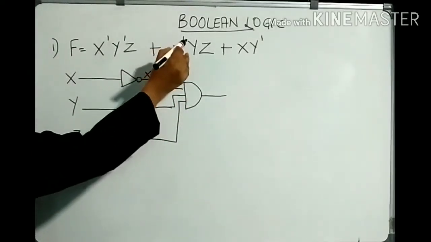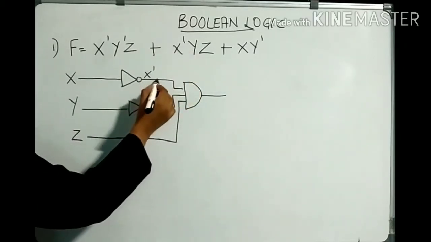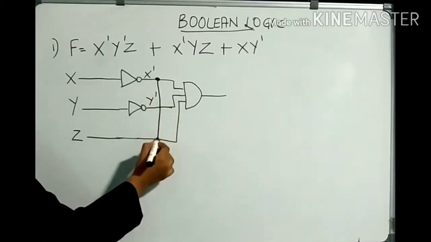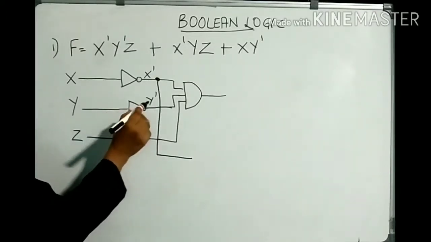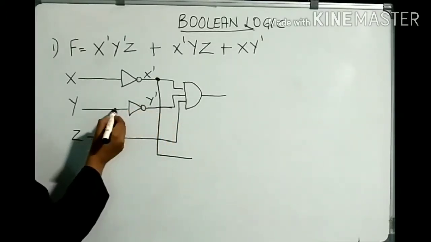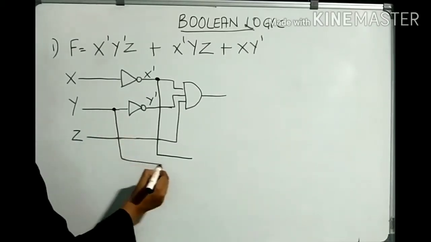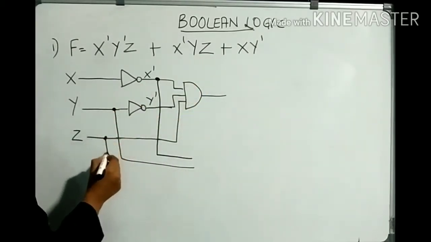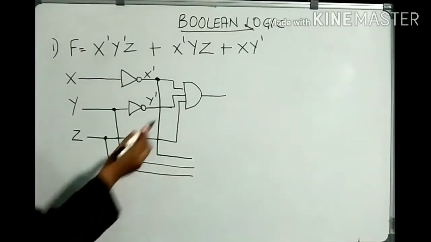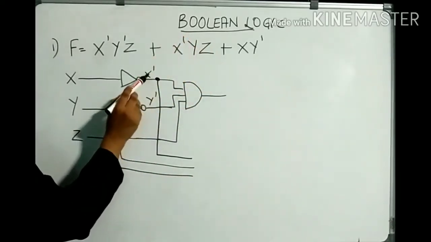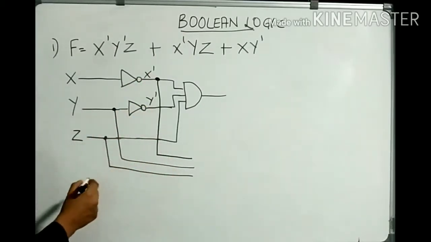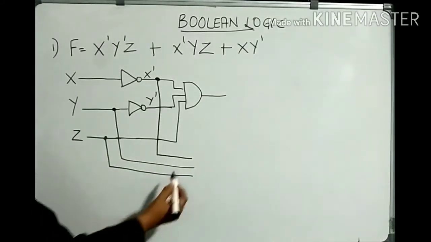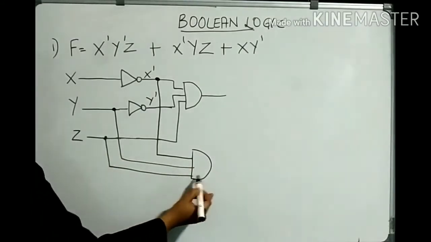And next, x dash, y and z. So this is x dash, right? We'll make a connection from here. And we need y, so y is taken from here. This line is y dash, and we need just y, so we are taking it from here. Then z, we can also take a connection from here. What is happening to these three variables? One is x dash, this line is x dash, then y and z. These are again performing an AND operation, so we have to provide an AND gate here.